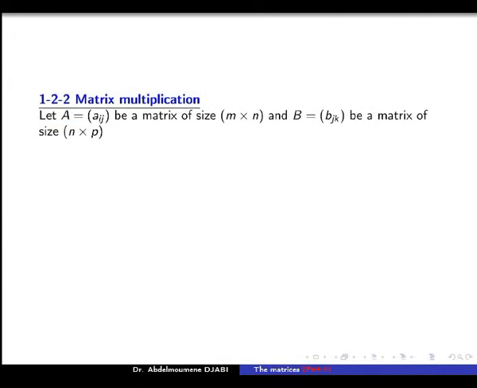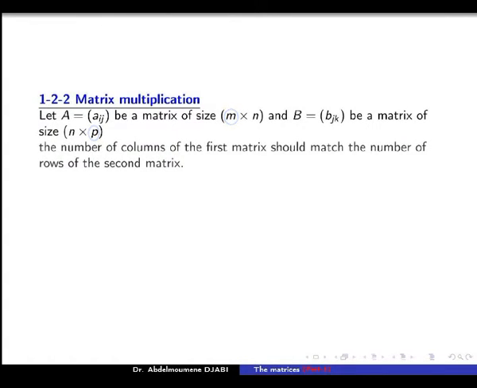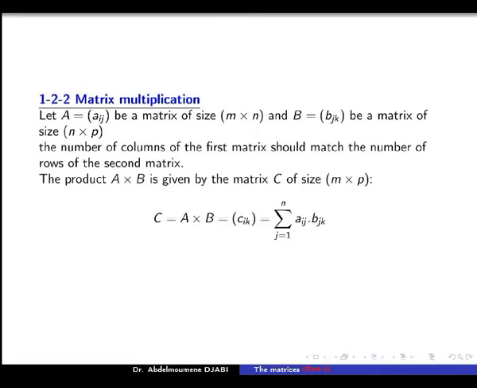Now, for matrix multiplication, we can compute the product of two matrices if and only if the number of columns of the first matrix is the same as the number of rows of the second matrix, and the product is a matrix that has the number of rows of the first matrix and the number of columns of the second matrix. And the elements of this matrix are given by the following formula. We will illustrate the operation in the next example.